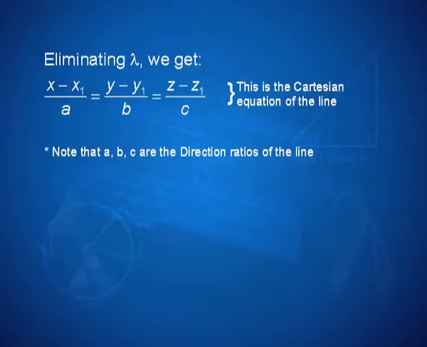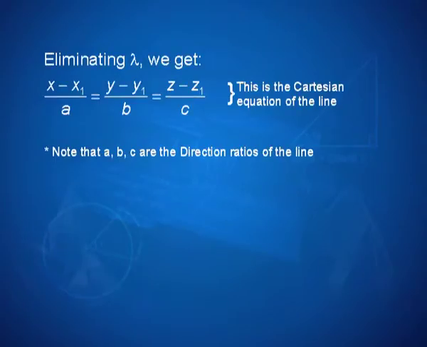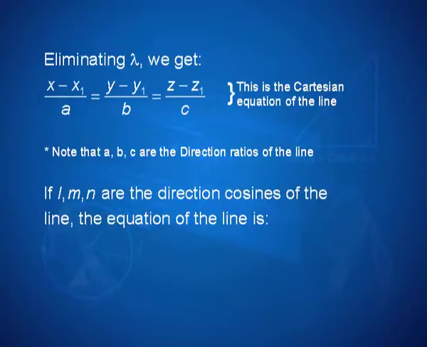Also note that a, b, c, the denominators in this form, are the direction ratios of the line. These were the direction ratios of the vector to which the line was parallel, and they are what are defined and used as direction ratios of the line. And if l, m, n are direction cosines of the line, then the line's equation in Cartesian will look like x minus x1 by l equal to y minus y1 by m equal to z minus z1 by n.